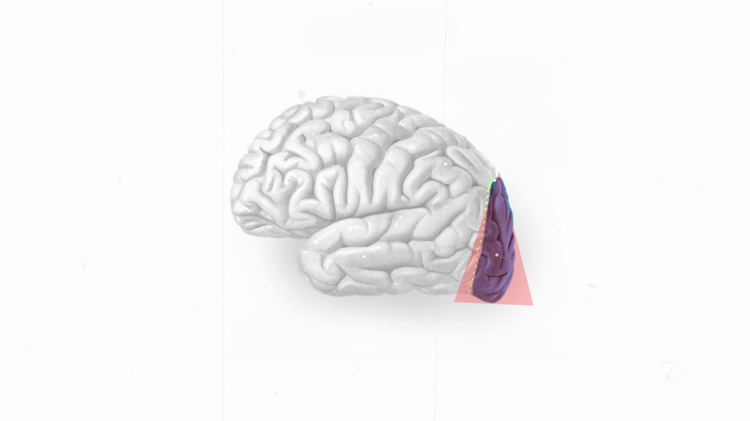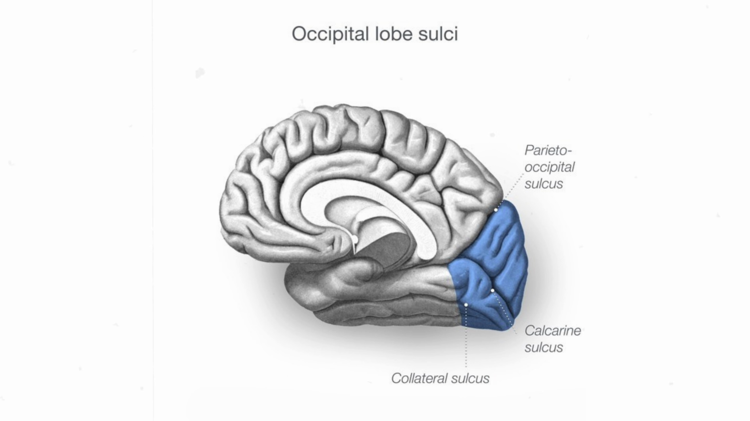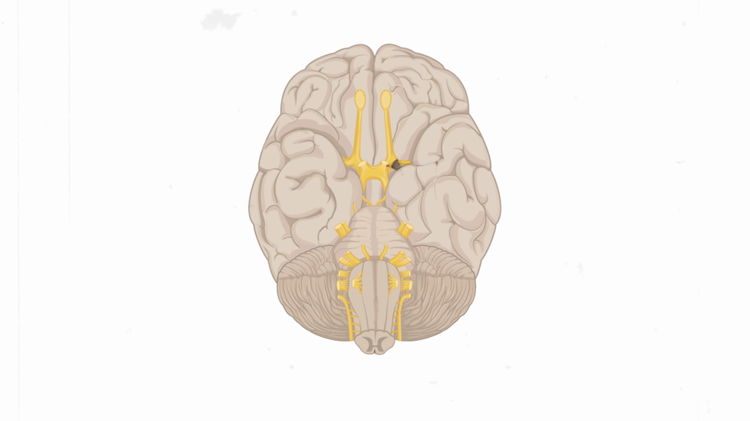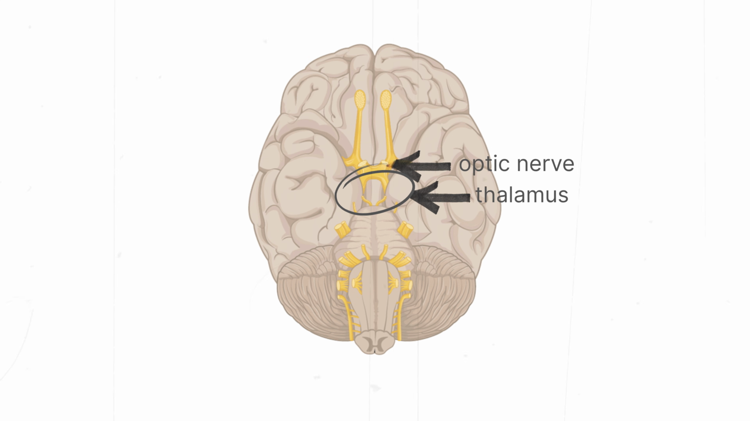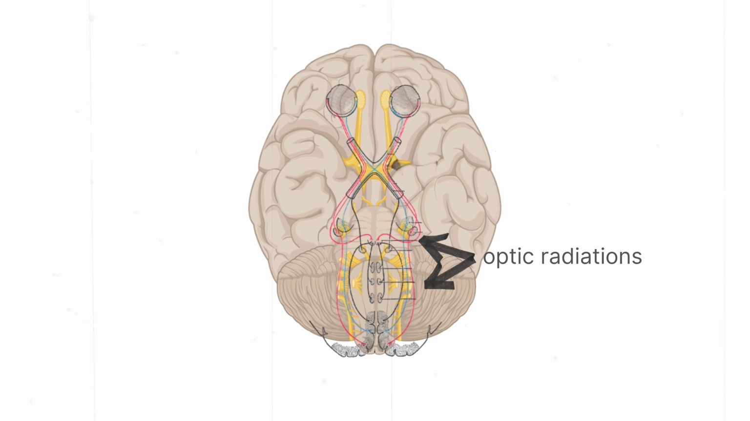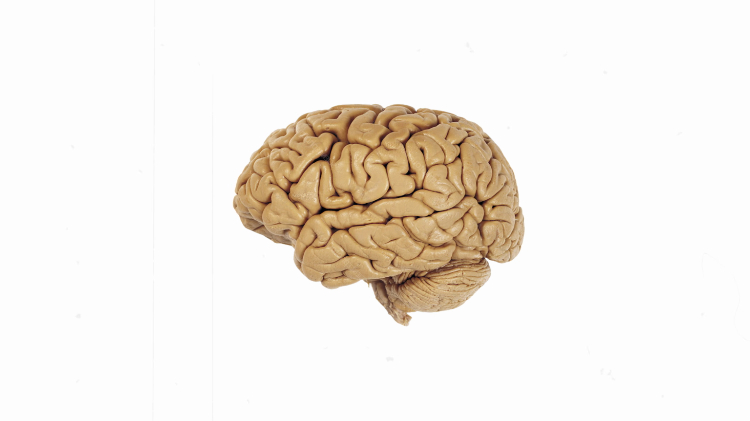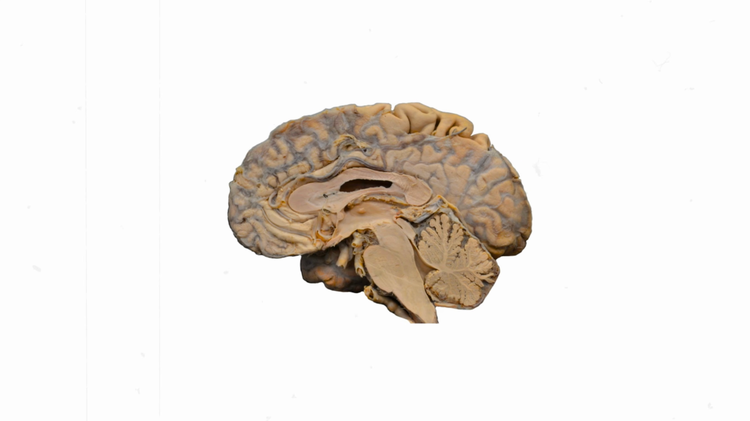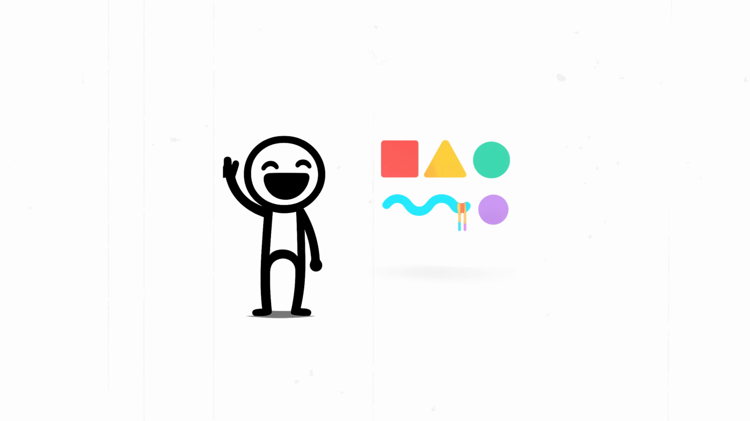The lobe has a triangular shape, and its most prominent structure is the primary visual cortex, or V1, located around the calcarine fissure. This cortex receives and processes information from the eyes via the optic nerves, thalamus, and optic radiations. From the outside, the occipital lobe appears smooth and compact, but underneath, it's a layered hub of neurons dedicated entirely to decoding light into meaning.